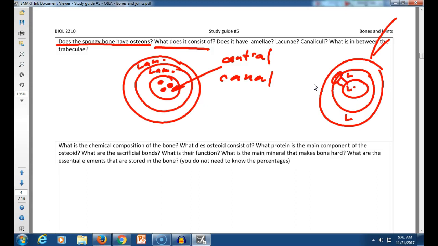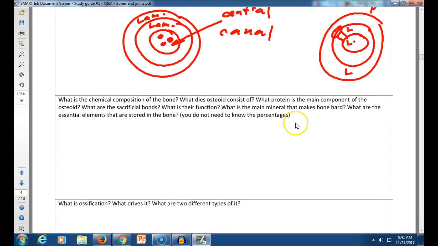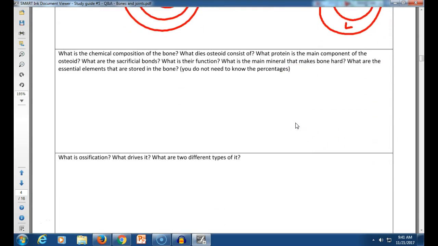What is located between the trabeculae of the spongy bone? Bone marrow. Kind of checking on you. Chemical composition of the bone. Now, don't get crazy about chemical composition, okay? I'm not going to ask chemical formulas like what's the formula of hydroxyapatite, okay?